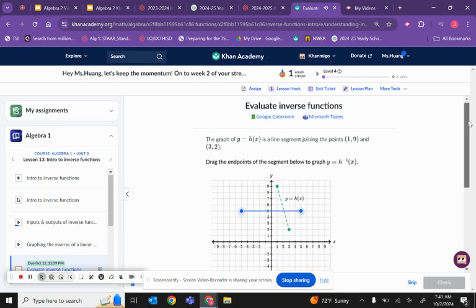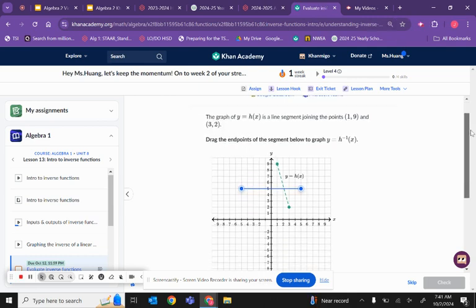All right, for these notes, I do want you to copy down everything you see. So I want you to include the instructions that say the graph of y equals h of x is a line segment joining the points (1, 9) and (3, 2). And because that is h, that is that green line right here. So don't worry about this blue one just yet. Go ahead and write down your directions and copy the graph with the green line.